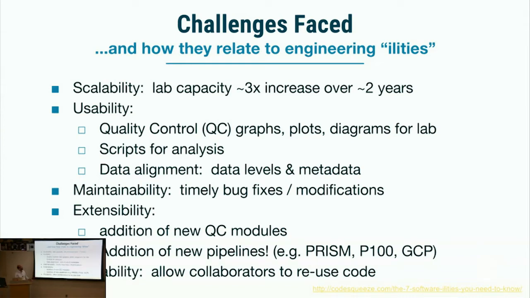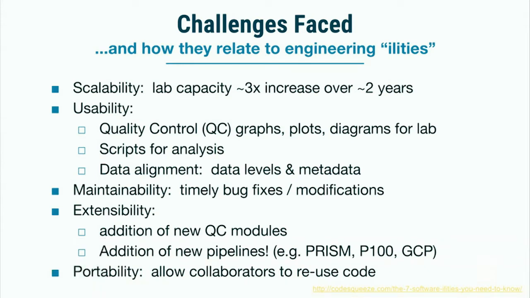If you read the abstract, I mentioned the engineering ilities, and these are pretty standard for a lot of software engineering. The first one is scalability. We do need to be able to scale up our capacity. In the time I've been here, I think our lab capacity has gone up about threefold, maybe a little more than that. And we needed our pipeline to be able to scale up and still process the data in a timely manner.